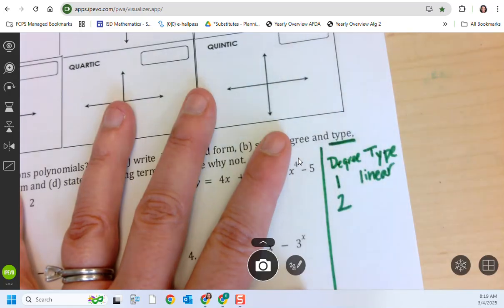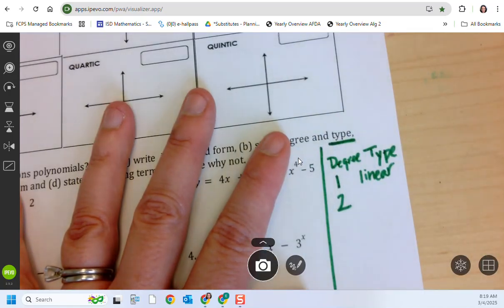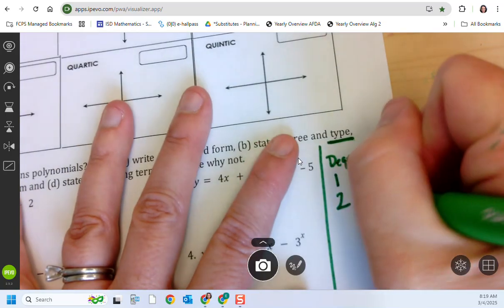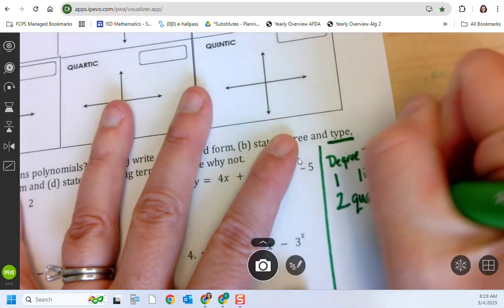If the degree is 2, talk to your neighbor, tell them what kind of function it is if your biggest exponent is 2. Starts with a Q. I heard 2 people say quadratic. You are right. Quadratic.